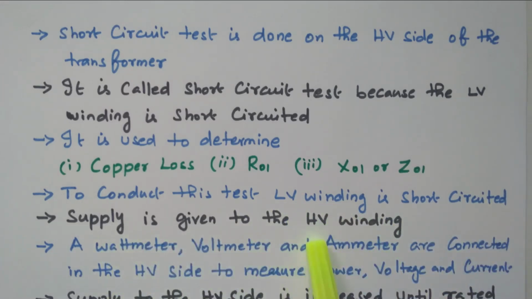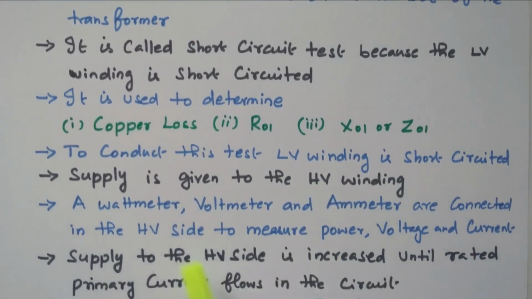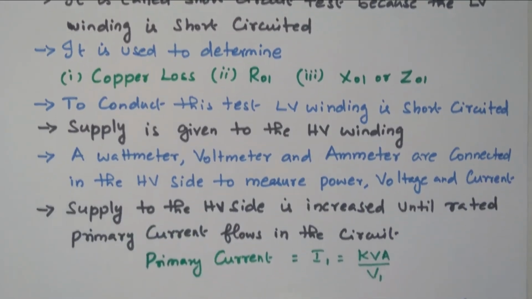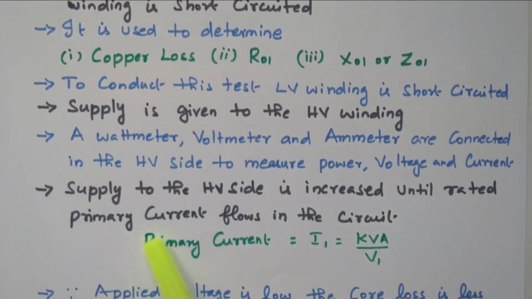Supply is given to the high voltage winding. The ammeter, voltmeter and wattmeter are connected to measure the power, voltage and current. The supply is given to the high voltage side and increased until the primary rated current is flowing in the circuit. Because of the short circuit test, we need to vary the variac until the rated primary current. In the open circuit test, we applied primary rated voltage. Now we need to apply rated primary current.